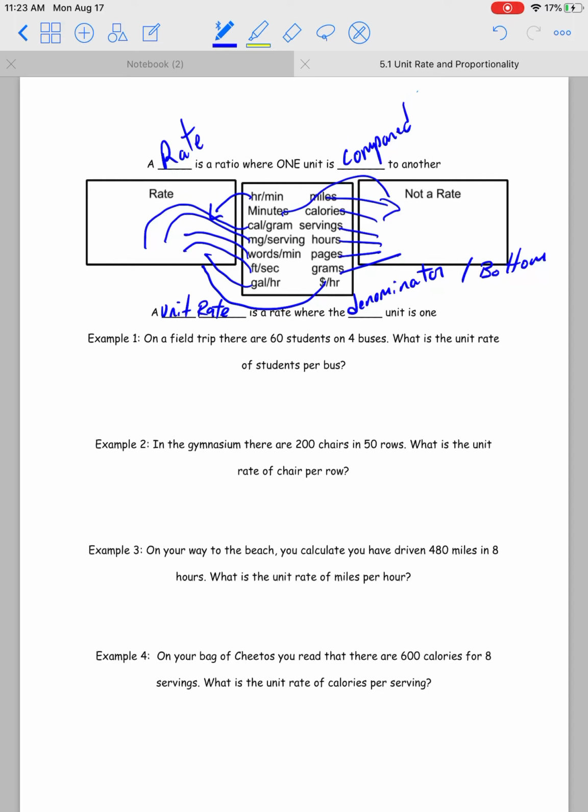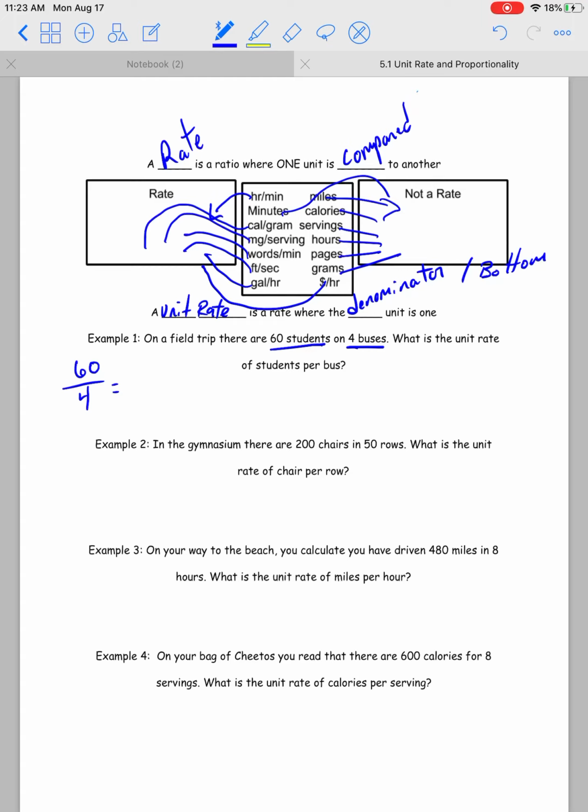On a field trip, there's 60 students on 4 buses. What's the unit rate of students per bus? So we're trying to find students per bus, per one bus. So let's find our unit rate. What do we have? We have 60 students per 4 buses. 60 over 4. Now, how do I get that to a rate of 1?